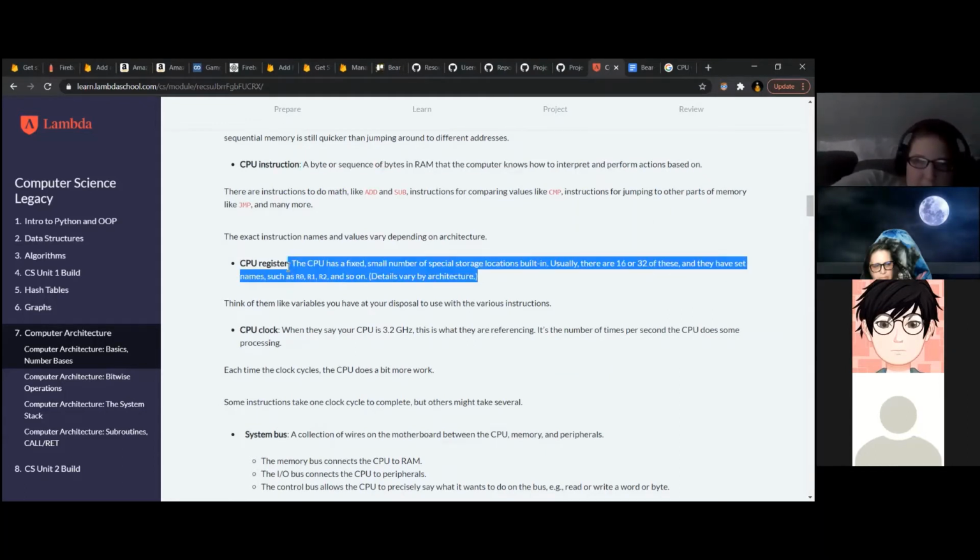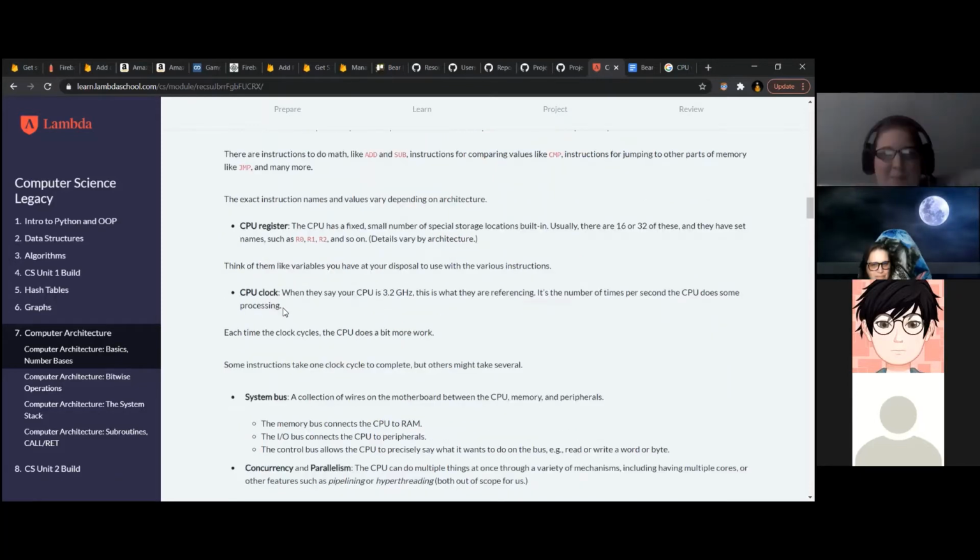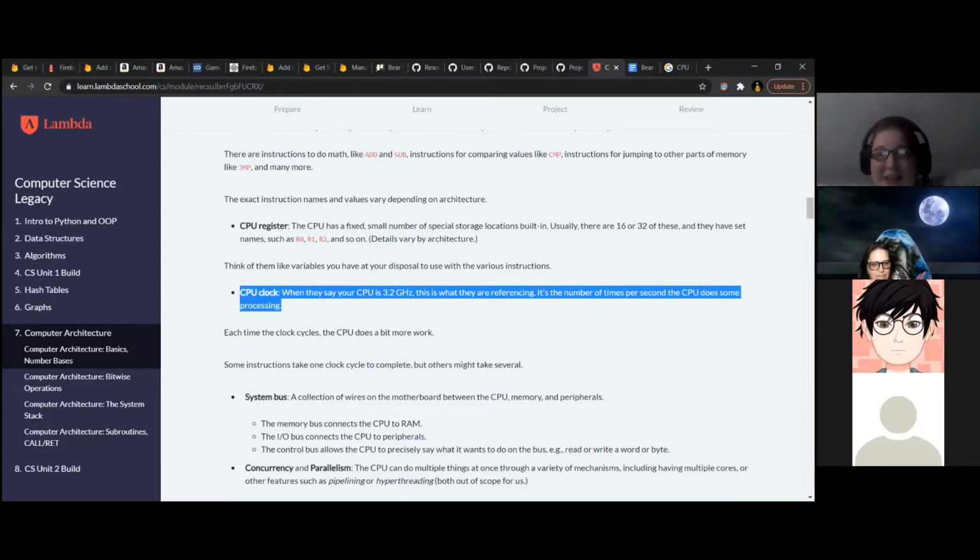Then the CPU has a small, fixed number of special storage locations built in. There are 16 or 32 of these that have set names, such as R0, R1, R2, and so on. Okay, which is right here.